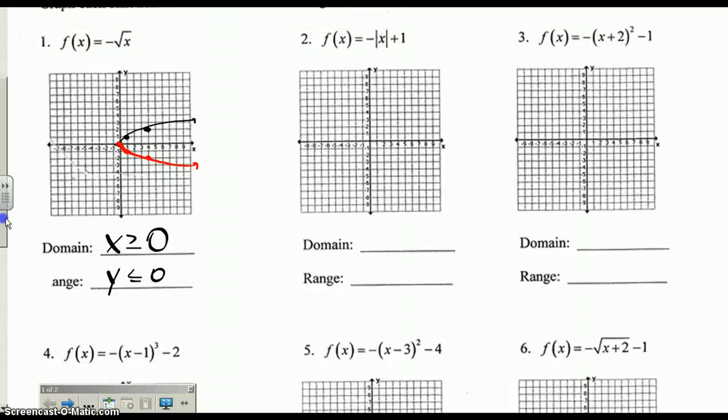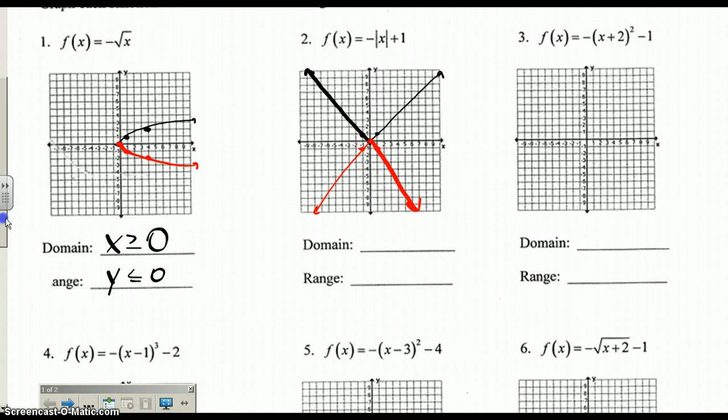Okay, let's look at the next one. This one has a reflection and a vertical shift. So I'm going to graph my original with my 3 important points. 0, 0, this is the absolute value. 1, 1, and negative 1, 1. So you should get this V shape right here. Now I'm going to graph the reflection in red. So I have my 0, 0, and I'm going to take, instead of going up 1, I'm going to go down 1. Instead of going up 1, I'm going to go down 1. And now I have my reflection.